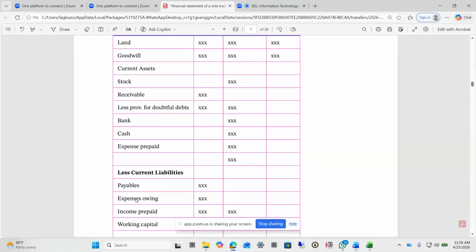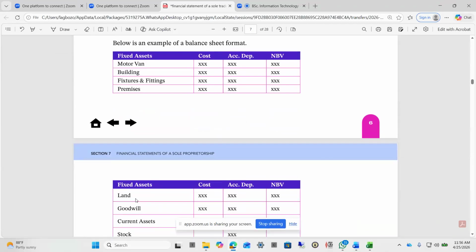Now, there are circumstances that affect your fixed assets. Conditions that affect your fixed assets, which lead to the reduction in value of those fixed assets with time, is called depreciation. Is that okay? So depreciation is as a result of various factors.